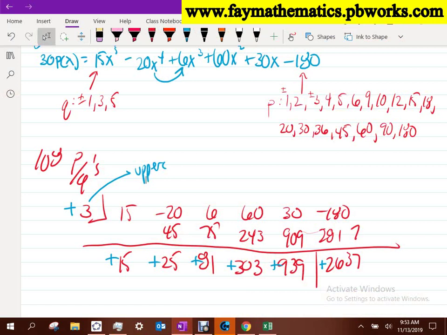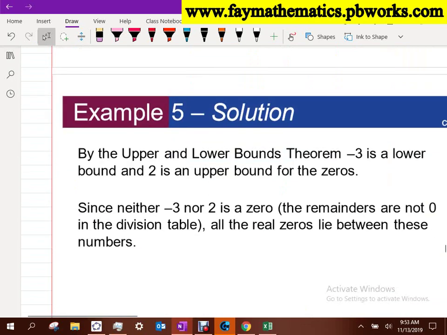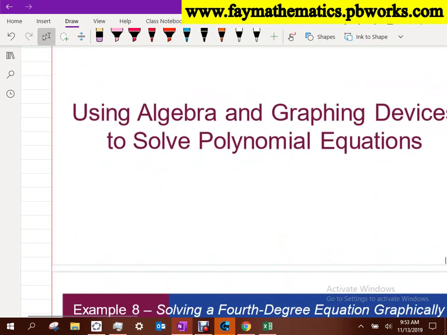We could maybe try a negative number. Maybe I try -1 and see what happens. Maybe they alternate and say, okay, well, now I don't need to try anything less than -1. So that cuts my negative list down substantially. Okay? So that's the benefit of the upper and lower bound theorem.